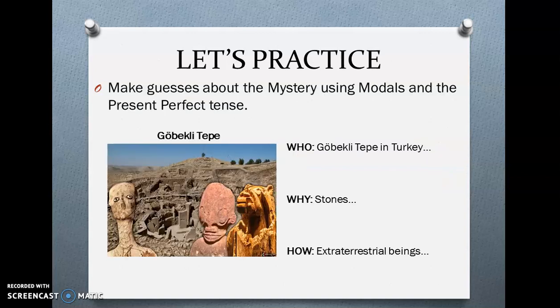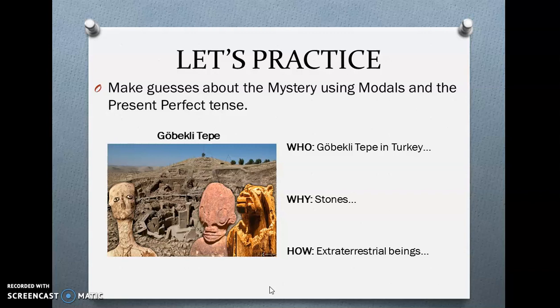So this is for practicing the other topic that we were talking about, okay? So make guesses about the mystery using modals and the present perfect tense. The previous mystery was the Kukulkan temple. This one is Göbekli Tepe. That is in Turkey. Okay, Tepe is Turkish for hill in English. Okay, here we have the three special W's questions. The first one is who. Remember, guys, referring to people.